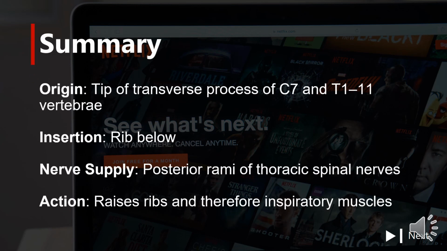So here is the summary of the levatores costarum. Its origin is the tip of the transverse process of C7 and T1 to 11 vertebrae. Its insertion is the rib below. Its nerve supply is the posterior rami of thoracic spinal nerves, and its action raises ribs and is therefore an inspiratory muscle.